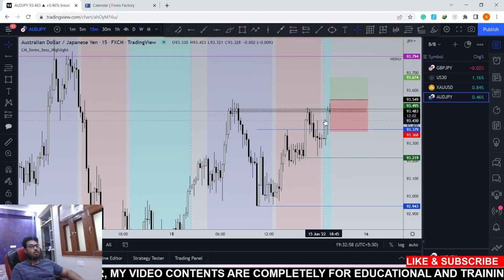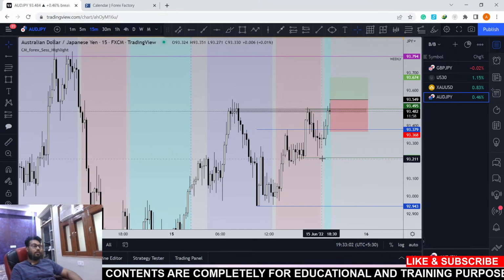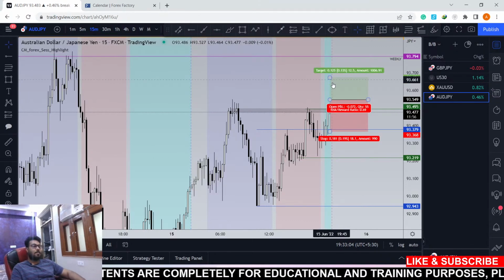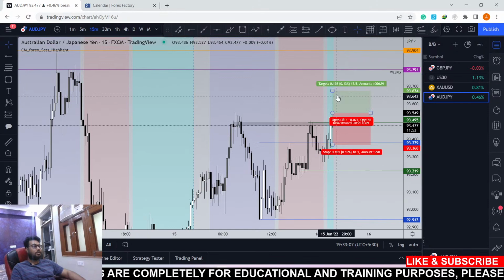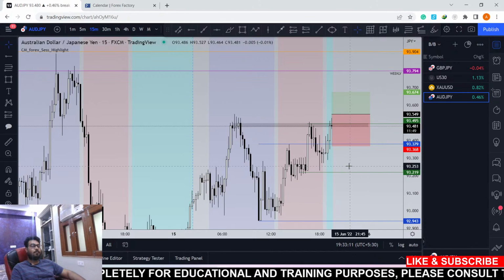If it comes down, then that will not be a good trade. But if it continues to move to the upside, then there is a high chance that it gives you your take profit.